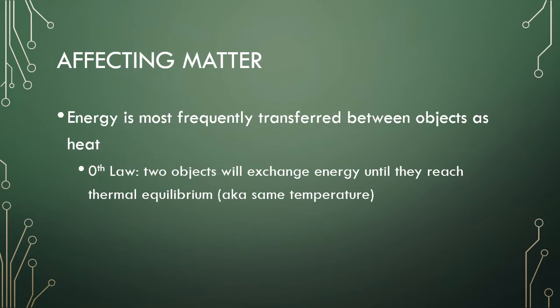Energy is usually transferred between objects in the form of heat. It is important to note here that two objects generally will exchange their energy until they reach thermal equilibrium. That is to say, they will exchange heat, with heat going from the object with a higher heat flowing to the one with lower heat until they reach the same temperature.